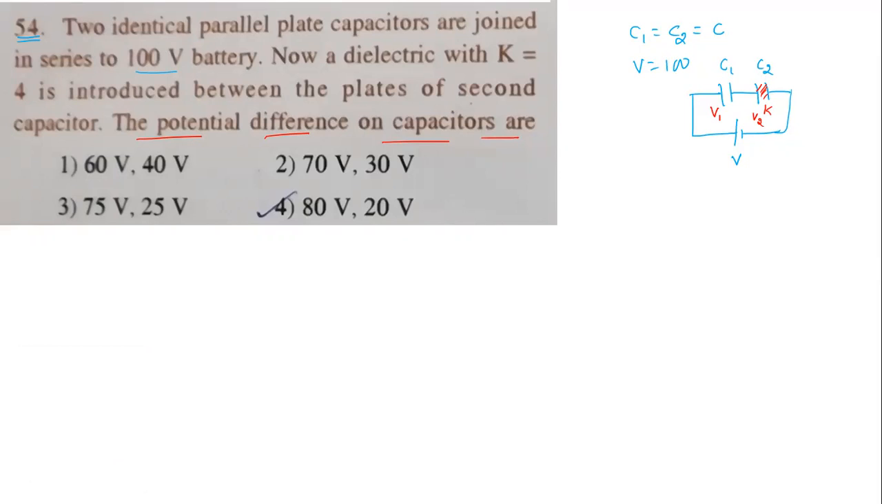So the simple way to go: since these two are in series combination, which is already given here, what is constant? You need to think about what is constant here. The charge remains constant, yes or no? Since it is a series combination, the charge remains constant.